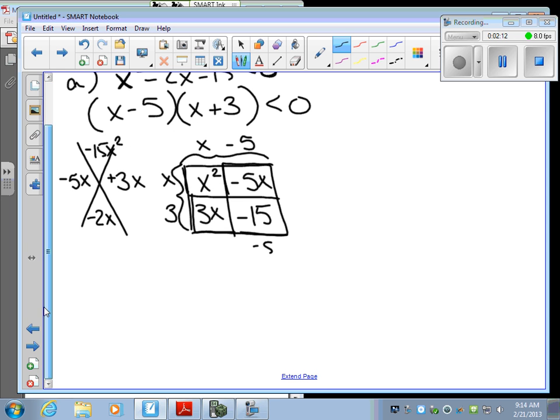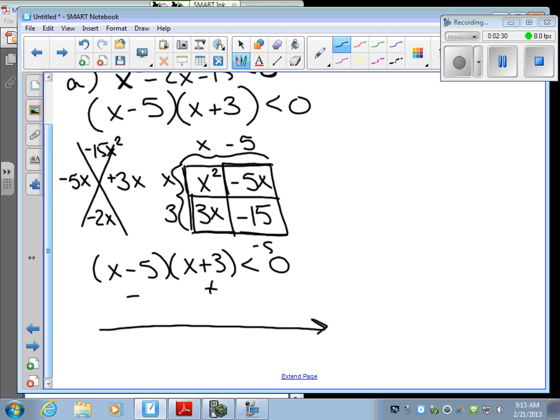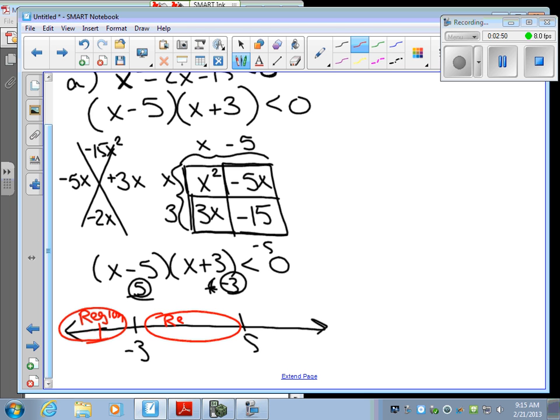Okay, so now I know that when I take x minus 5 times x plus 3, I have to have a negative answer. Now, some of you think about that as far as, one would have to be negative and one would have to be positive. Some of you look at a number line, and your boundary points would be 5 and negative 3. And so you graph those, and you pick regions to test. So this would be region 1. This would be region 2. And this will be region 3.